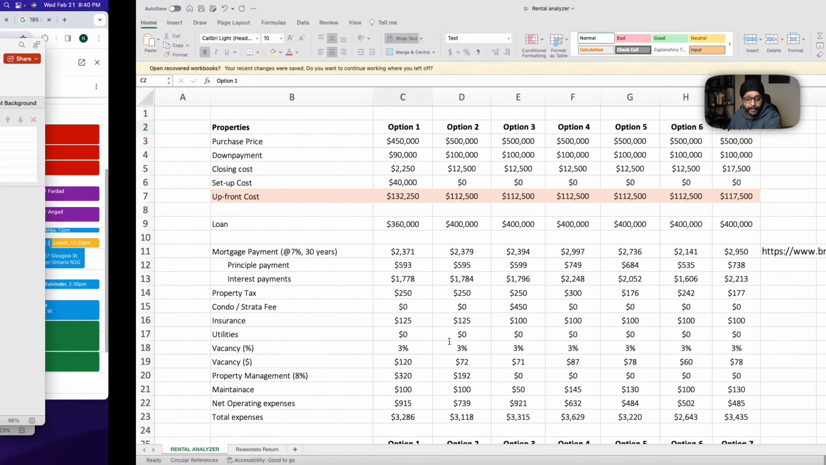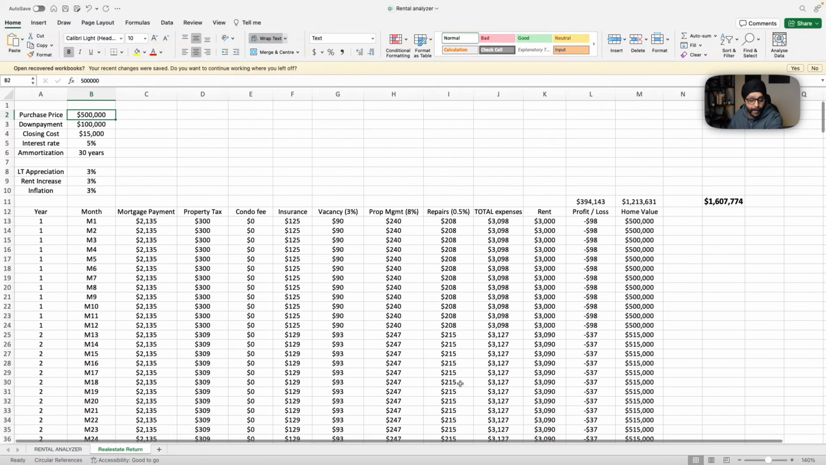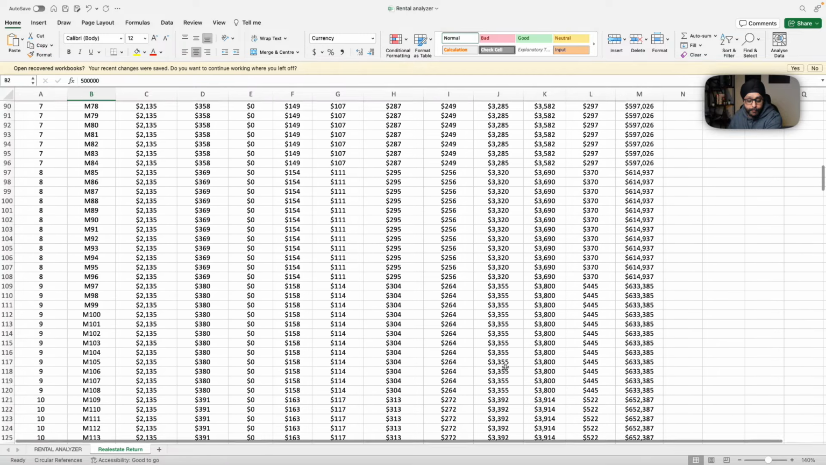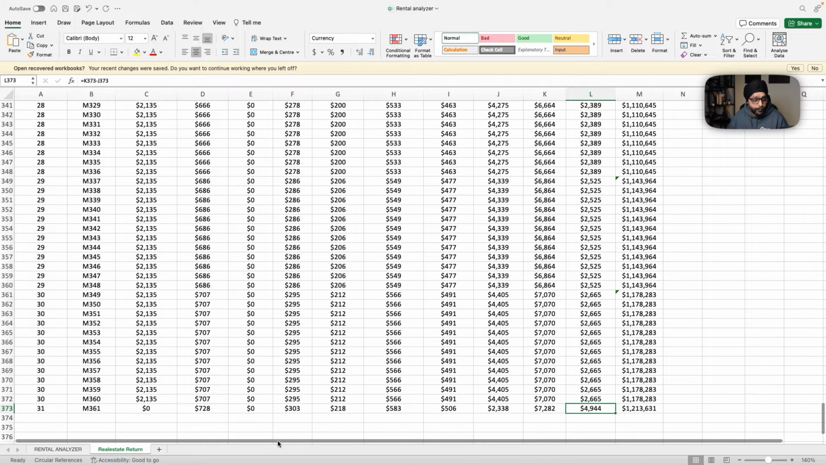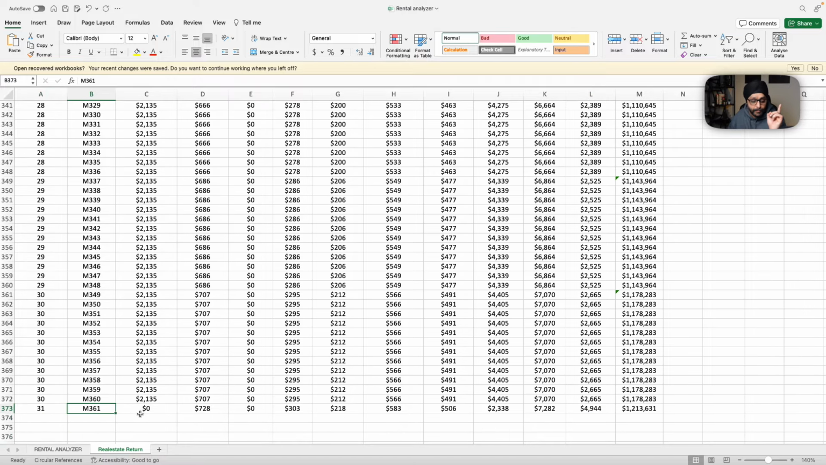So let's go back to the Excel. I forgot to explain that. Go back to the returns, and in the bottom of this particular sheet, let's go down. I've done a calculation of year number 31, the first month. You do not have any mortgage payment now.